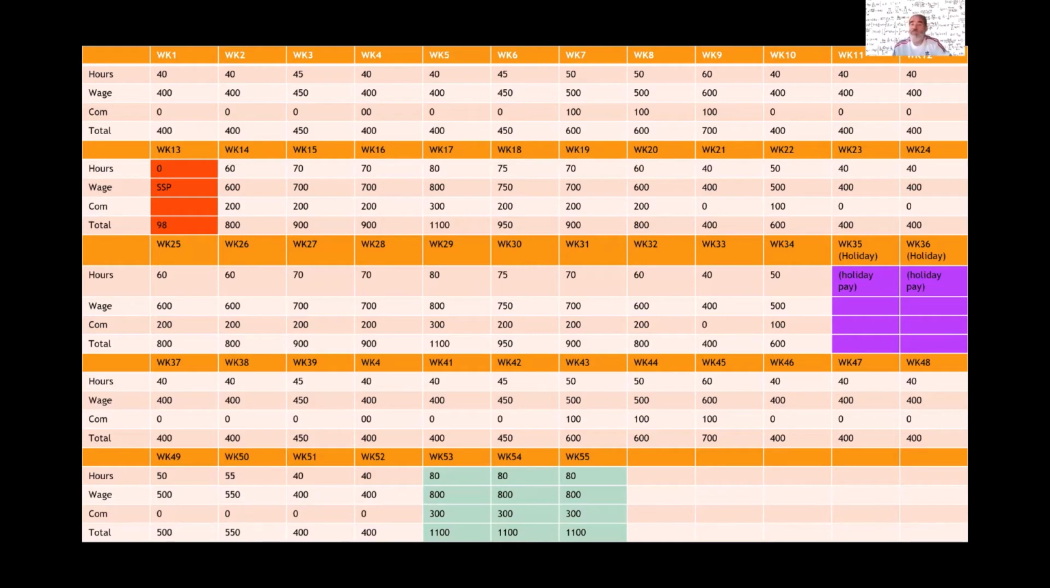Weeks 35 and 36 in this example, holiday pay. In this case, that's relevant as to the type of worker. If there's holiday pay in there, we've not got any marked, but if they'd had, you know, £600 holiday in both those weeks.